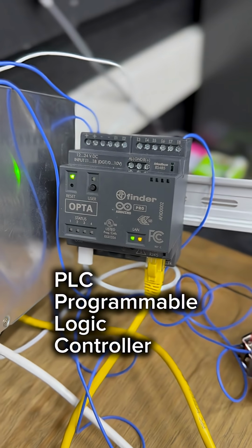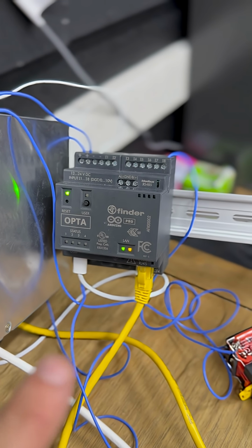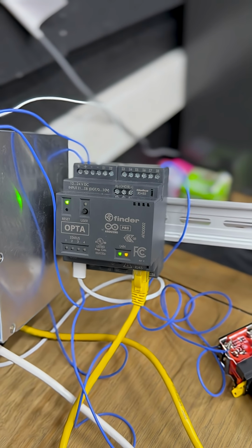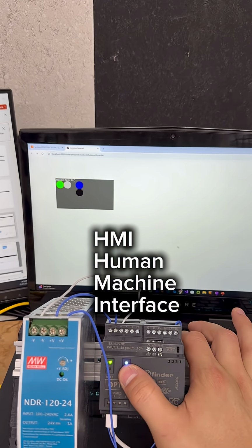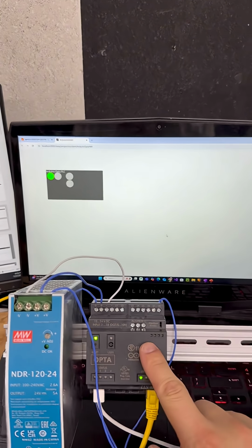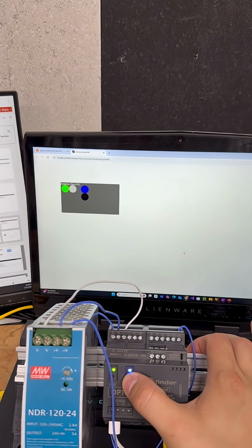First up, we have the PLC, or Programmable Logic Controller. This is the brain of the entire factory or automation system. Next up is the HMI, which stands for Human Machine Interface, and is basically the screen that allows you to control outputs and monitor input tags from your PLC.